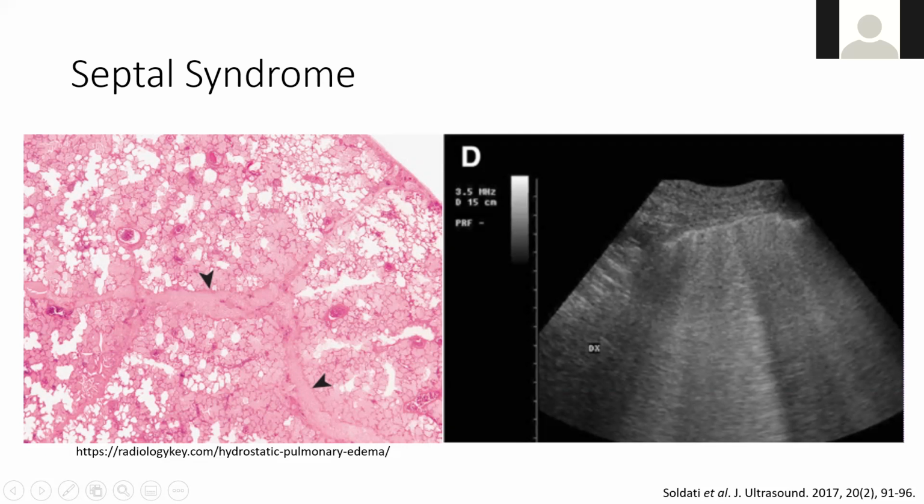And on ultrasound, what they've seen is that this appears as septal syndrome, where there are these discrete B lines separated by a distance that's congruent with the distance between the interlobular septa, approximately 7 millimeters. There have been studies that have shown septal syndrome does appear in cases of cardiogenic pulmonary edema, but not in cases of non-cardiogenic alveolar interstitial syndrome.